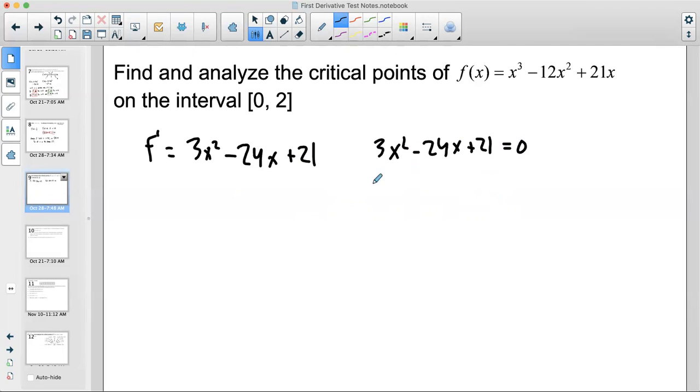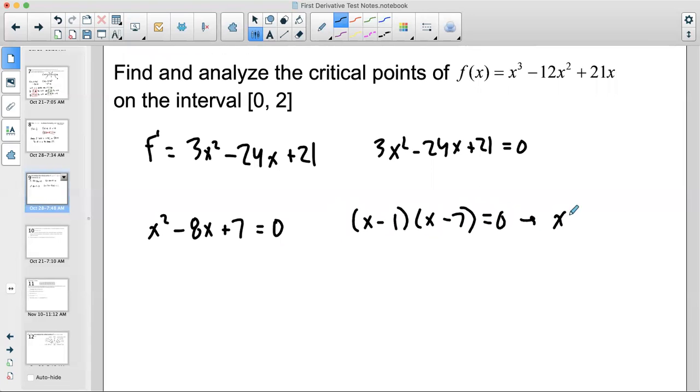Here we divide everything by 3 to get rid of all those coefficients. X squared minus 8x plus 7 equals 0. Then this factors to x minus 1 and x minus 7, which gives me x equals 1 or 7. So there's 2 critical points, but the interval they gave me is from 0 to 2. Only one of my critical points falls into that interval, so I don't have to worry about the 7.